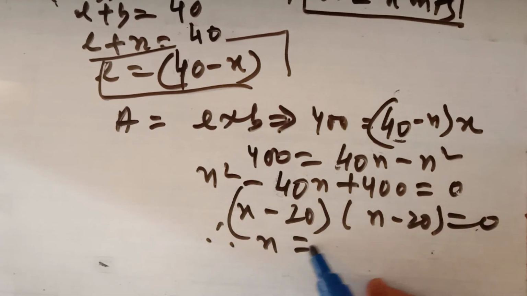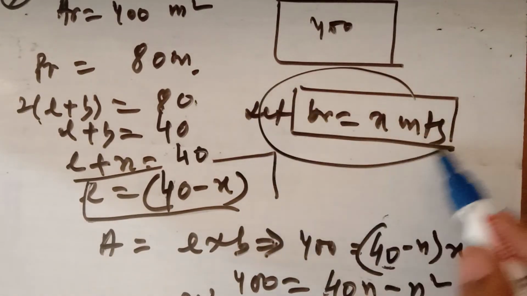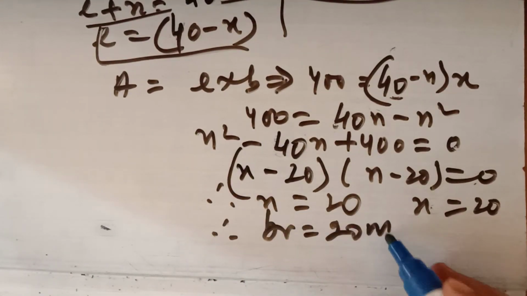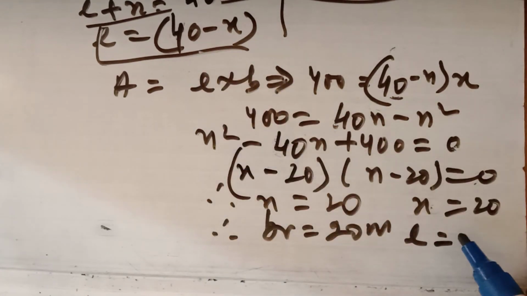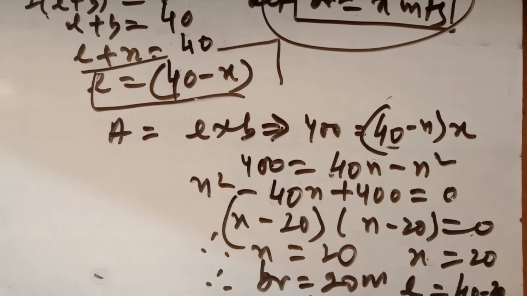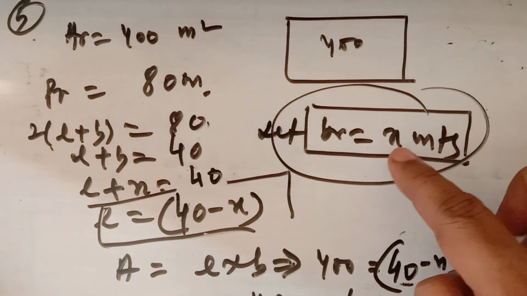So therefore x, which we calculated as the breadth, is 20 meters. Length is how much? 40 minus 20, this is also 20 meters. So yes, this situation can happen because the length and breadth are coming out to be real, 20 and 20 meters, in the given condition that the perimeter of the given rectangle is 80 and its area is 400. So what I have done is let the breadth be equal to x.